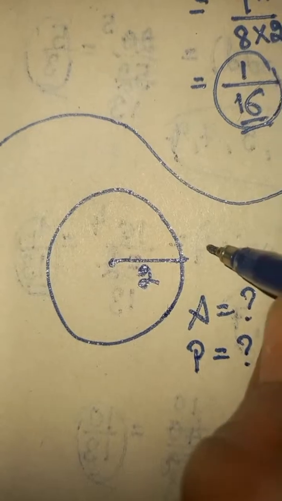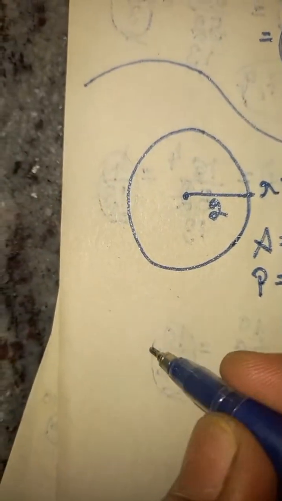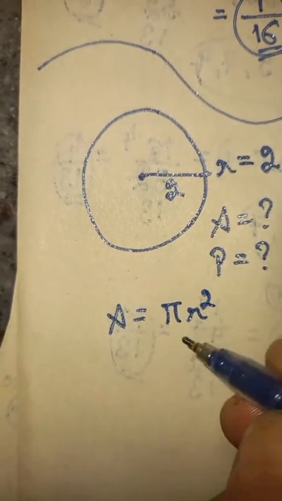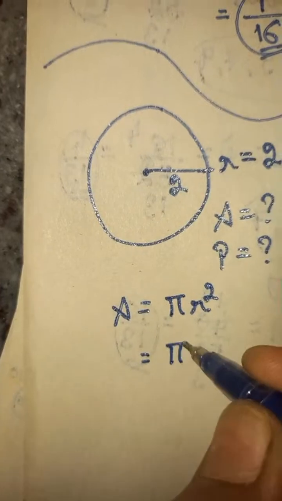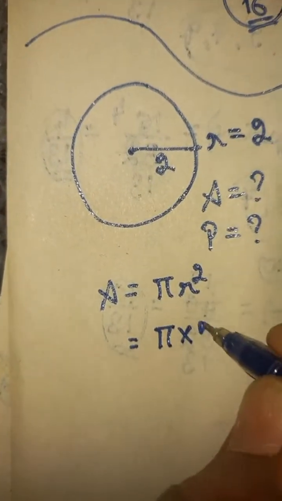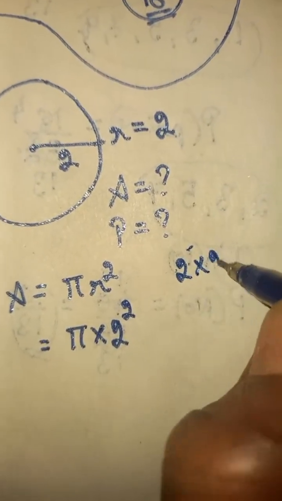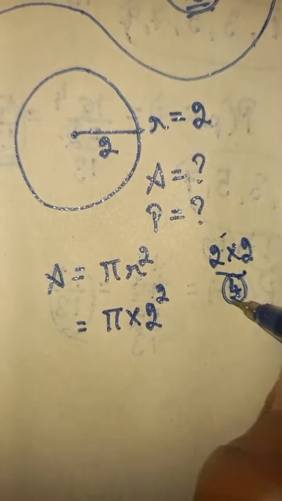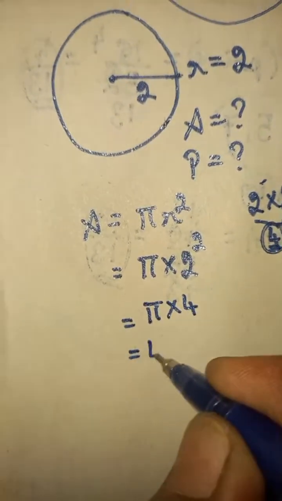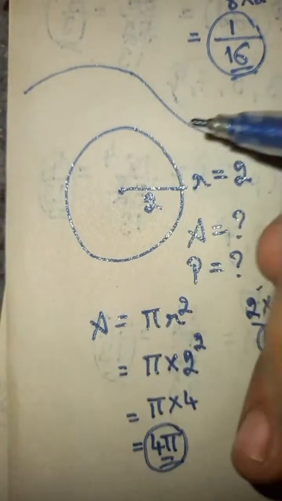Here they have given the radius as 2 units. Again, use the same formula. Area of the circle is pi r square. So this is going to become pi times 2 units radius, so it is 2 square. 2 square means 2 times 2, which becomes 4. So it is pi times 4, or 4 pi square units, is the area of this circle.